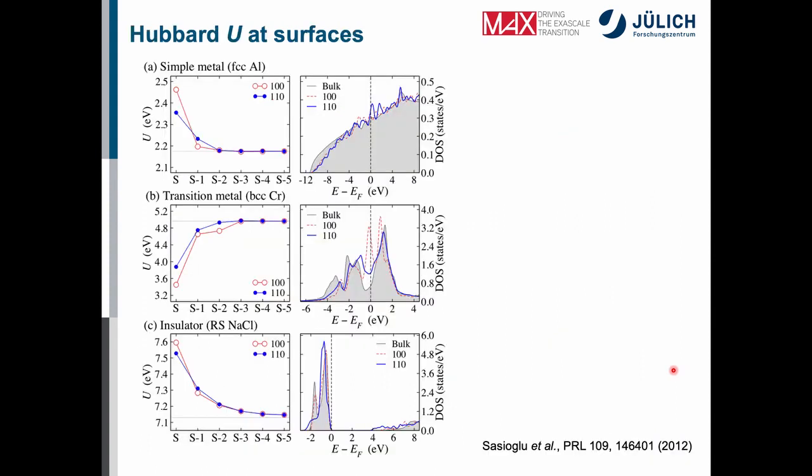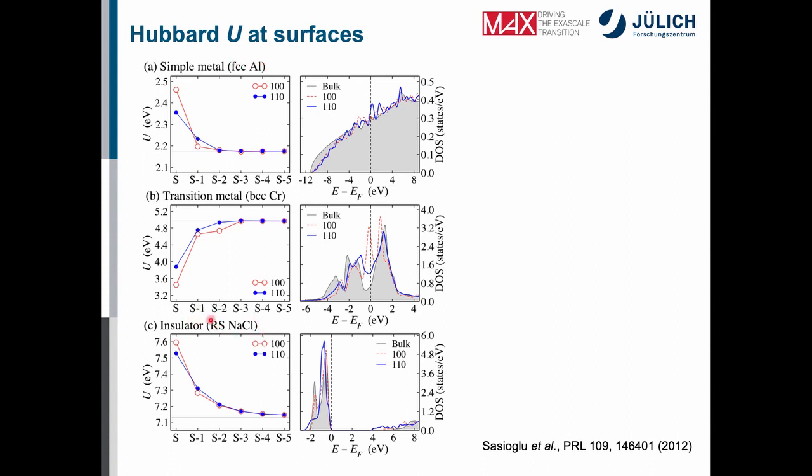As another example, we consider the Hubbard U parameter at surfaces. What would one expect? You would expect that the screening is smaller because you cut away half of the system, and hence you have less electrons in the surrounding that can screen the interaction. Less screening means higher U parameter. In fact, this is the case for aluminum and also for sodium chloride.